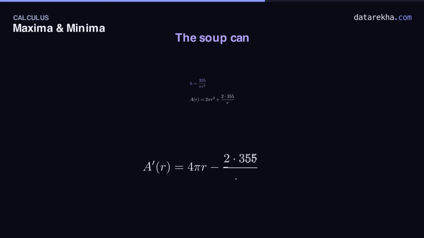Differentiate with respect to r. The derivative of 2 pi r squared is 4 pi r, and the derivative of 2v over r is minus 2v over r squared. Set it to 0. Rearranging, r cubed equals the volume over 2 pi. Take the cube root. The best radius is about 3.84 centimeters. Feed that back through the constraint, and the height comes out about 7.67 centimeters.